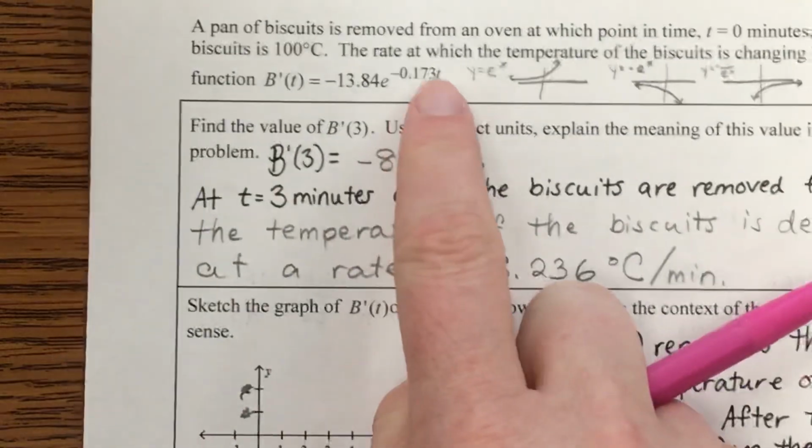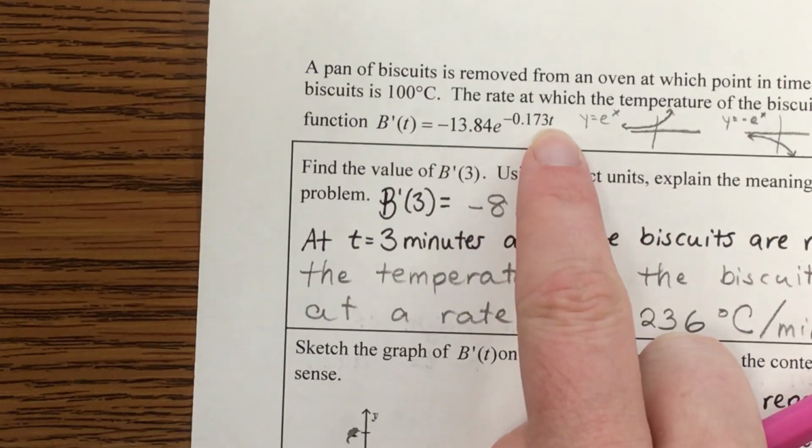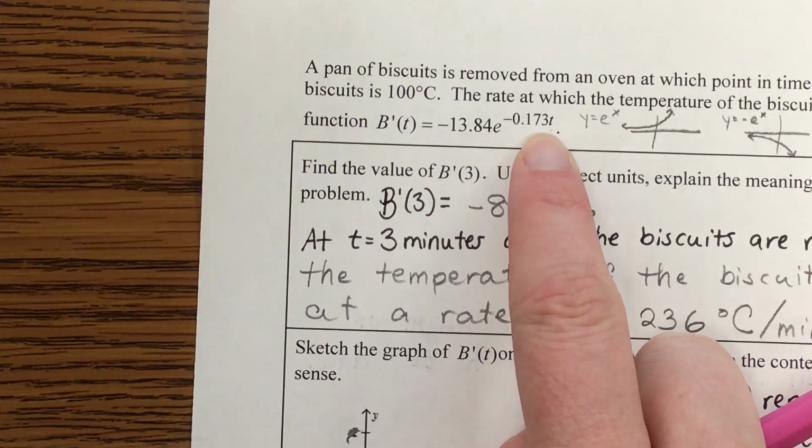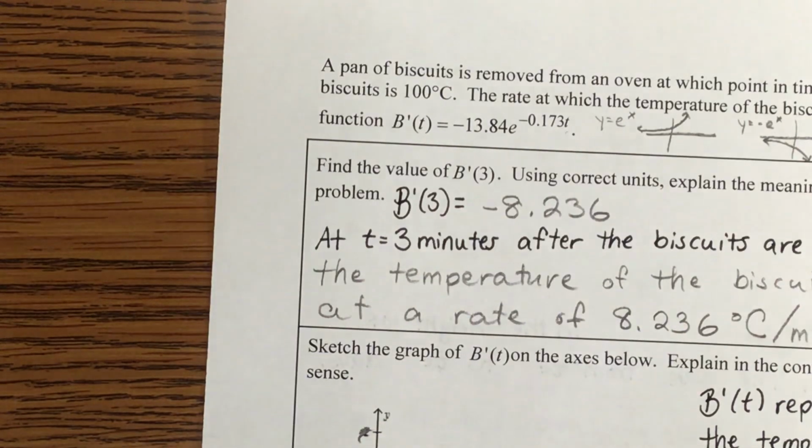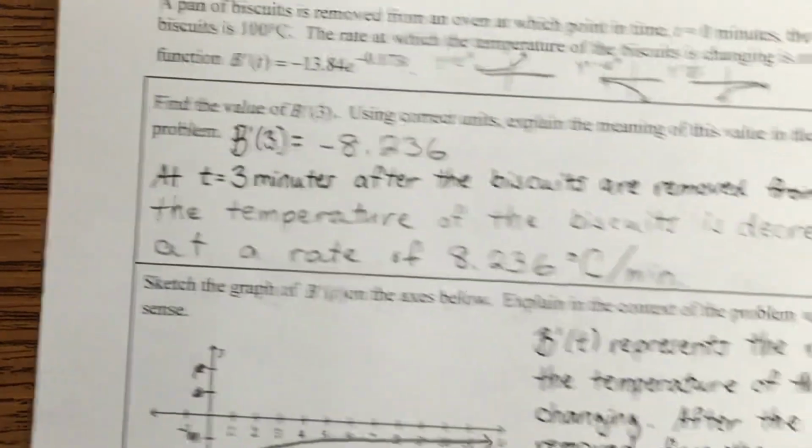Oh, duh. Oh my gosh. If you plug in t equals 0, anything to the 0 power is 1. So -13.84 would be your y-intercept. Mrs. Campbell, come on. Get a hold of yourself.